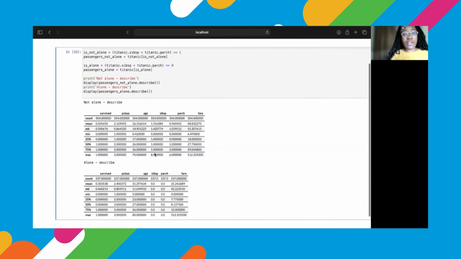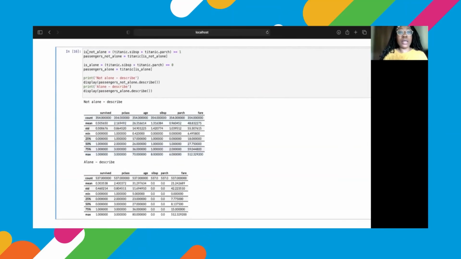Okay, so I've created new variables of is not alone. So passengers that aren't alone and passengers that are alone. Now we're going to display the summary statistics relating to those variables. So let's see what we are learning from this.